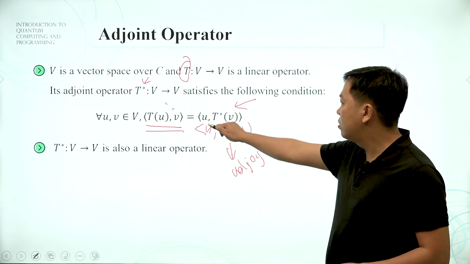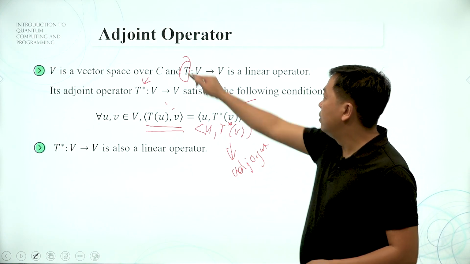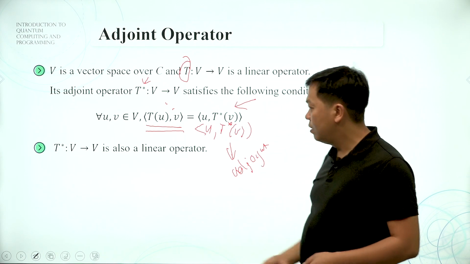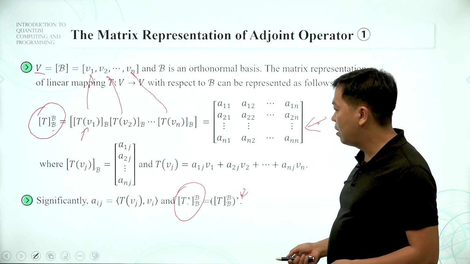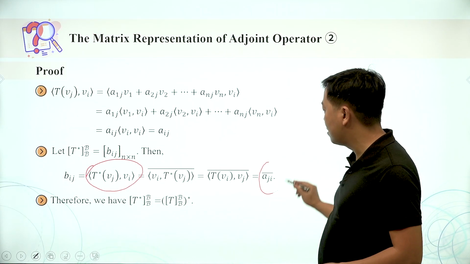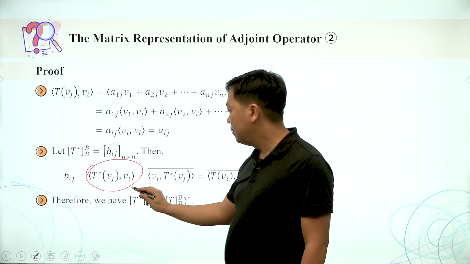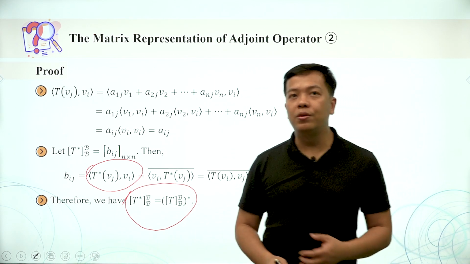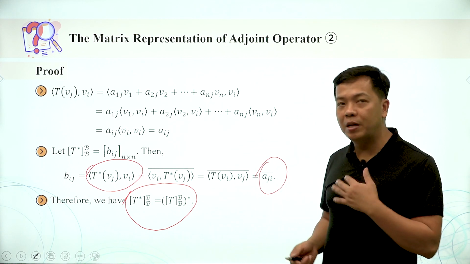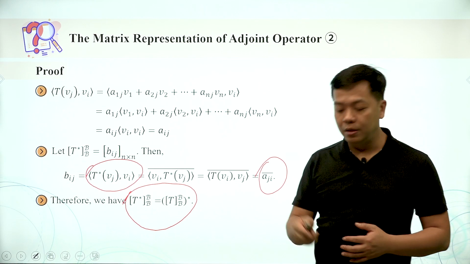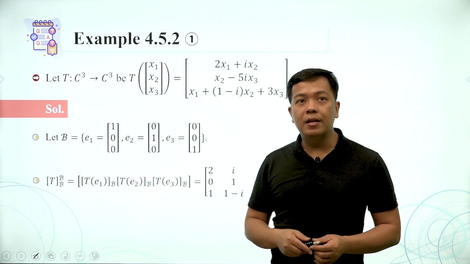Yes, this is the adjoint operator definition. Based on that definition, you can calculate the matrix element, and this kind of formula is used to calculate the adjoint operator. This is the matrix representation for the adjoint operator. And this is an example.